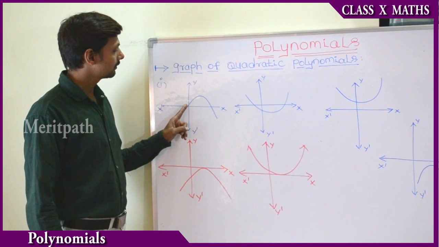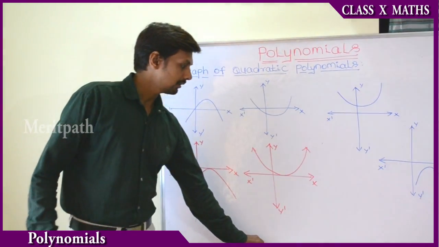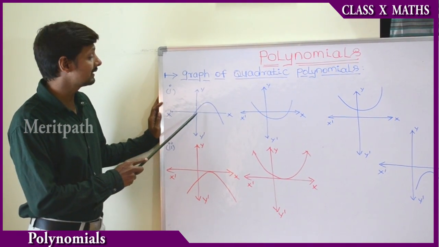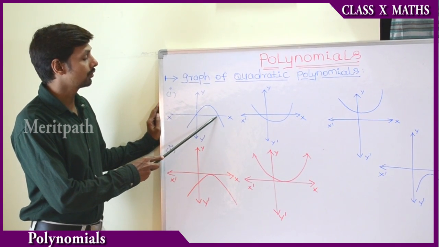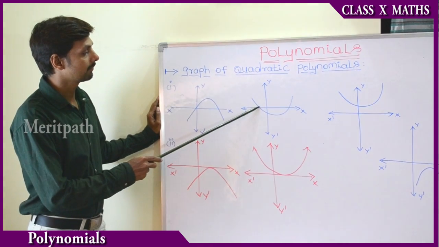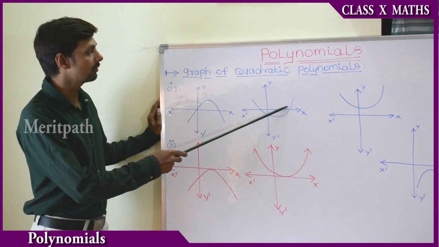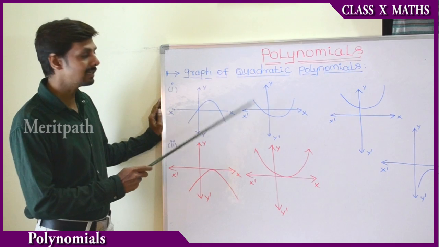intersecting the x-axis in two different points. Here, the graph of this polynomial is intersecting the x-axis in two different points. So, it has two zeros. And you see here, it is intersecting at 2 points. It has two zeros. It is a quadratic polynomial that we have solved in the previous class.